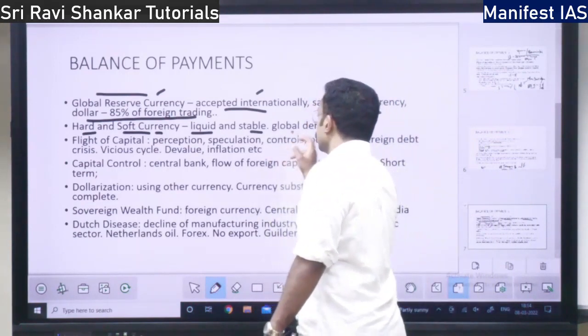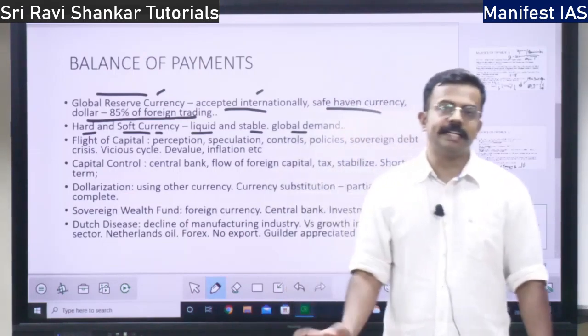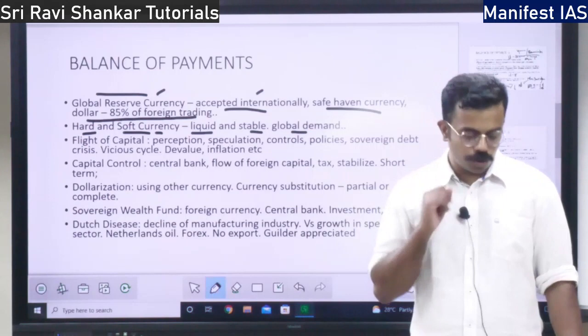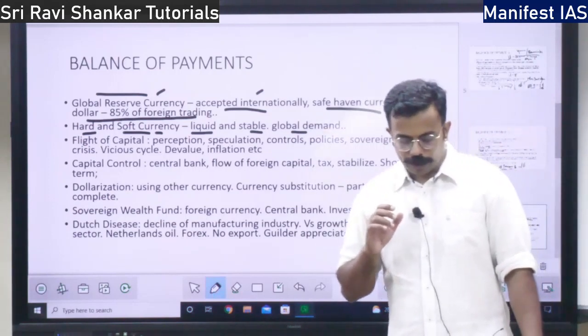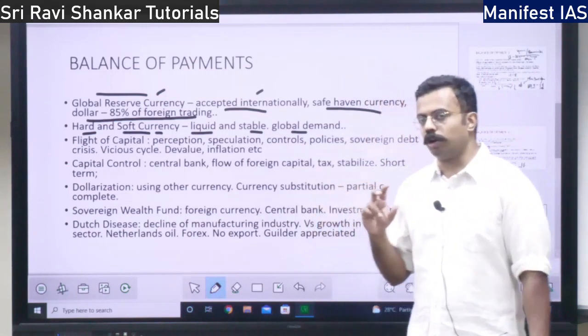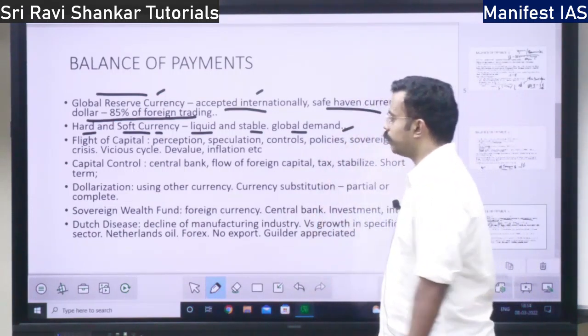For hard currency there is a lot of global demand. Why? Because it doesn't change frequently and there is a lot of money available. So for those currencies, the dollar, the pound and others, there is a lot of demand globally.